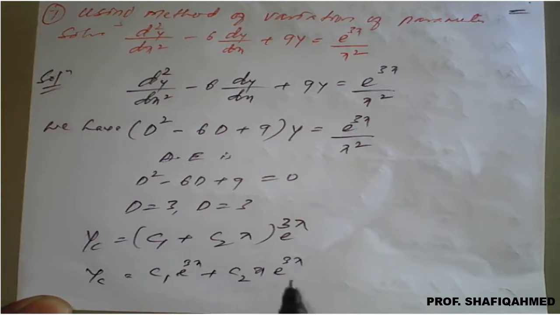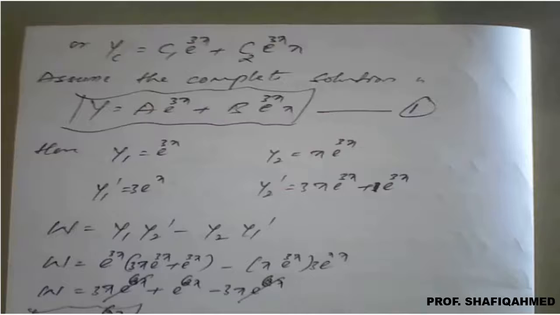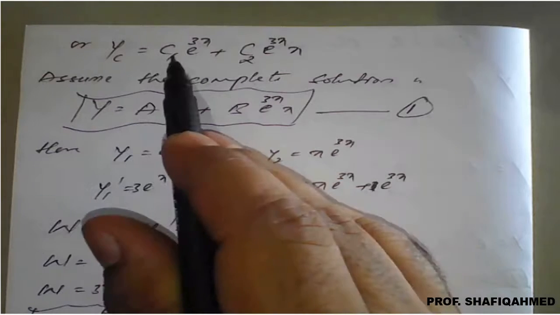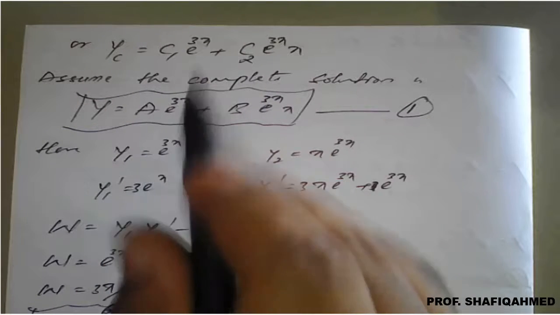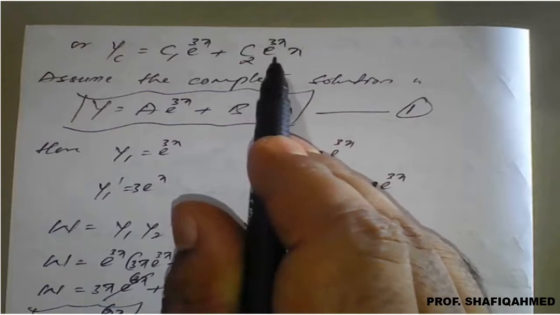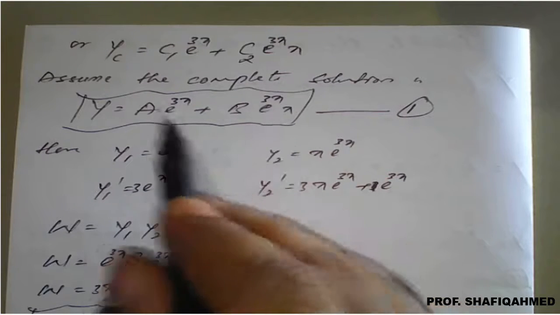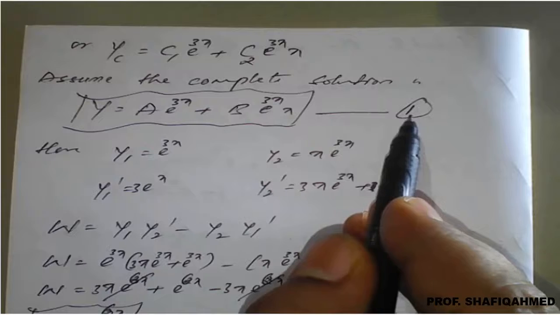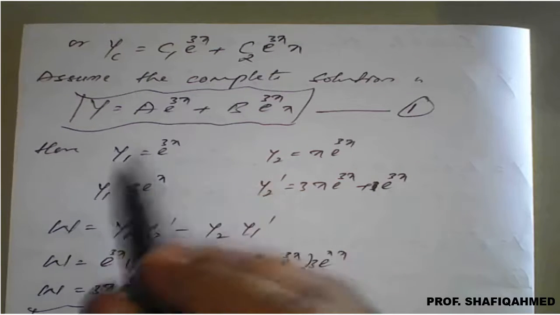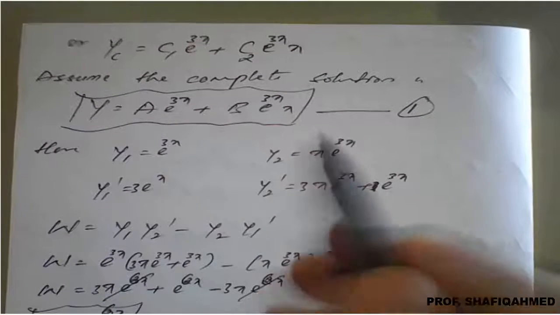So based on this we'll write the assumed complete solution as y is equal to, the c1 will be replaced by a into e raised to 3x plus c2 will be replaced by b into e raised to 3x into x. This is our assumed complete solution. Give equation number 1. So according to equation number 1, e raised to 3x is y1 and x into e raised to 3x is y2.